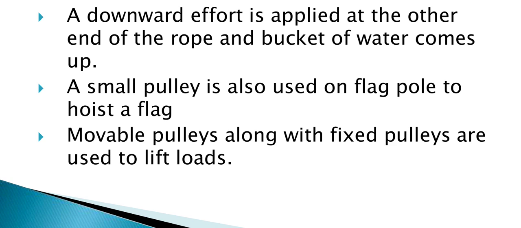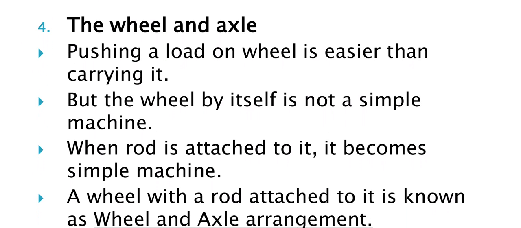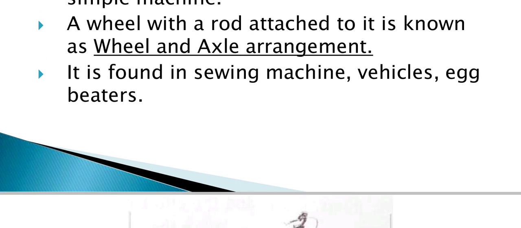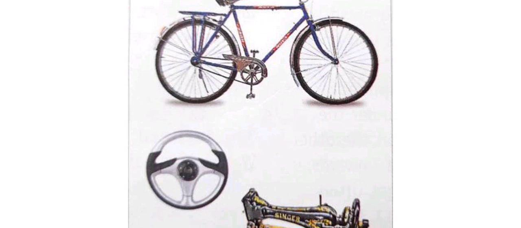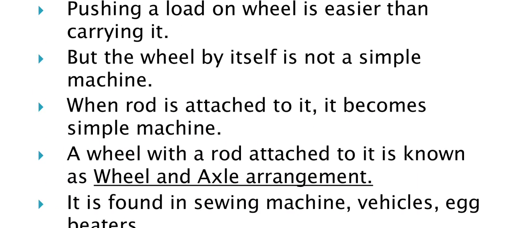So, pulley is a small wheel with a groove around its outer edge. The groove can hold a rope in a position. Second, wheel and axle. See in your textbook figure 11.8, this figure is given. Figure 11.8, wheel and axle.